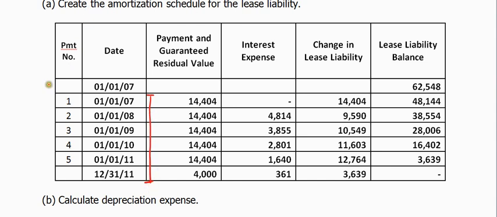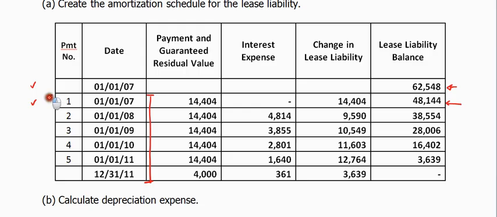Once again, I have two rows here for the same date, and the reason is I'm trying to emphasize that here's the amount capitalized. The amount of leased equipment capitalized is $62,548, and technically it's the amount of lease liability capitalized. So if the question is, what's the amount capitalized in this lease? It's $62,548. If the question is, what's the lease liability balance at the end of the first day? It's $48,144. Your textbook will just have one row.